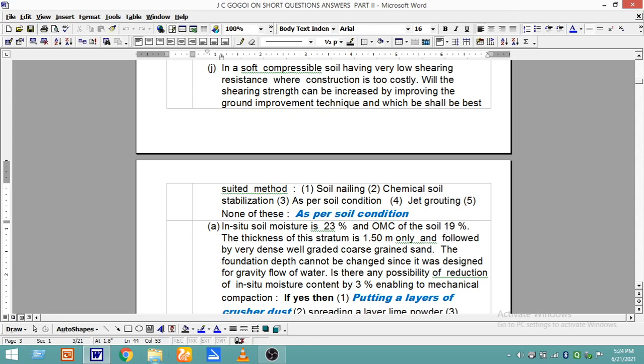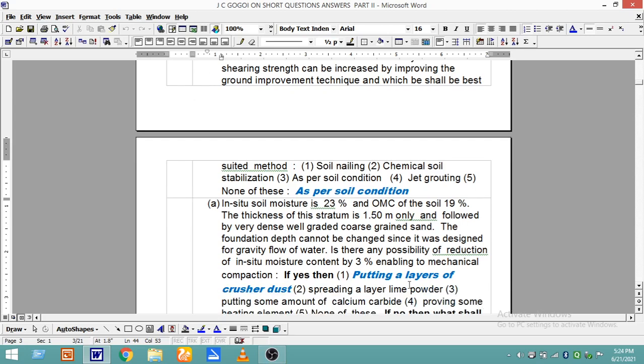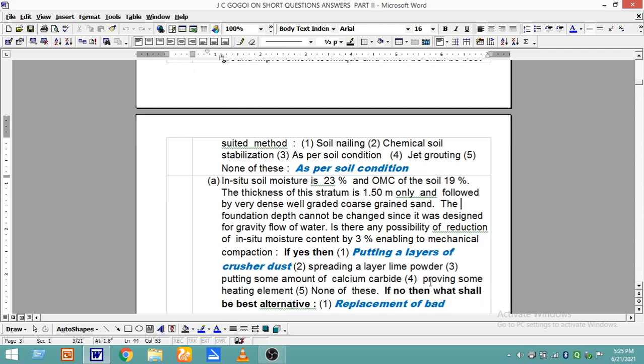So, reducing moisture content by 3%, enabling mechanical compaction. If yes, the options are: putting a layer of crusher dust, spreading a layer of lime powder, putting some amount of calcium carbonate, providing some heating elements, or none of this.